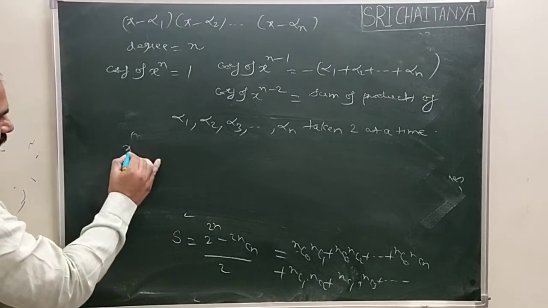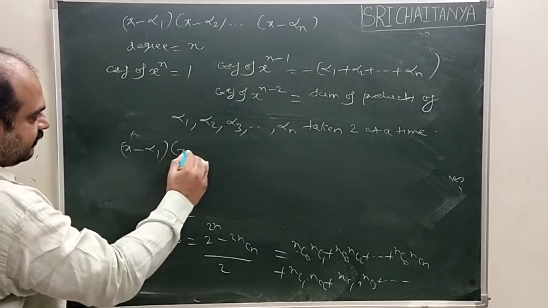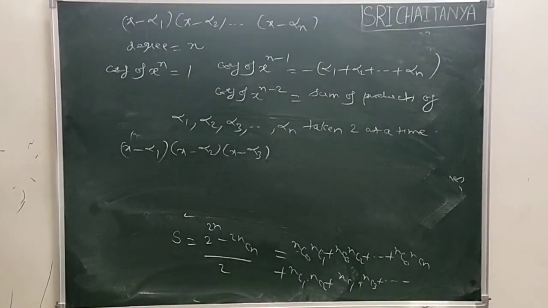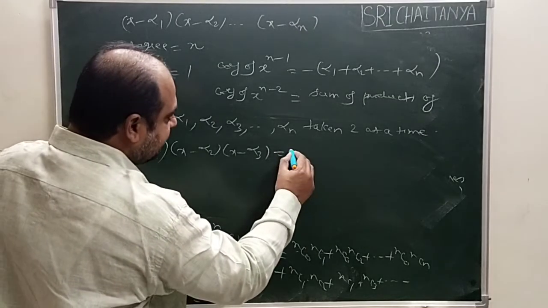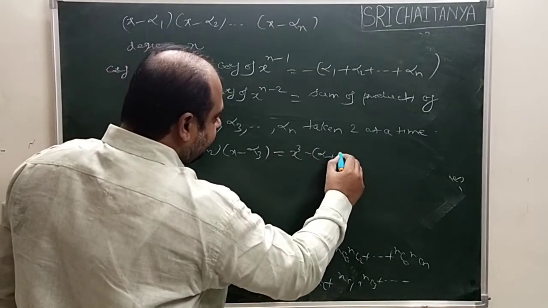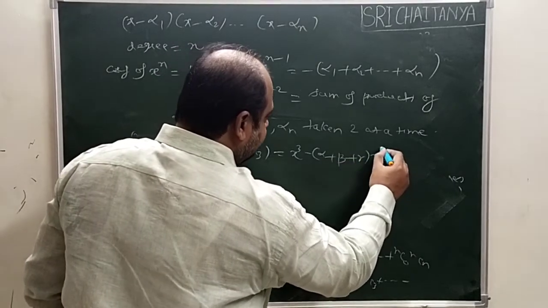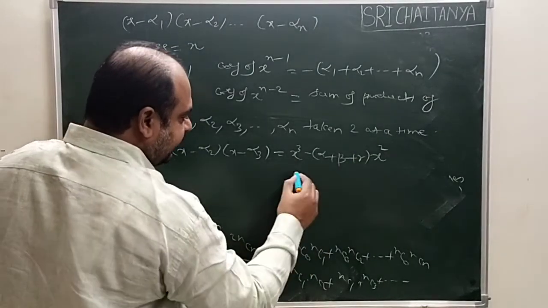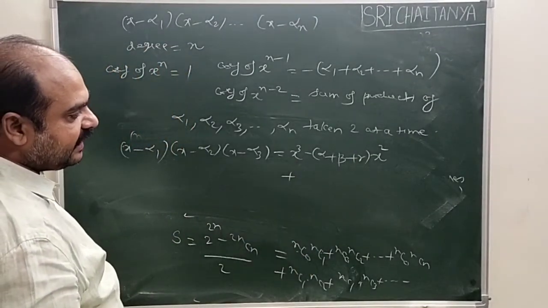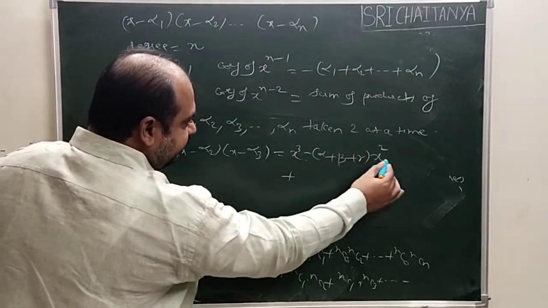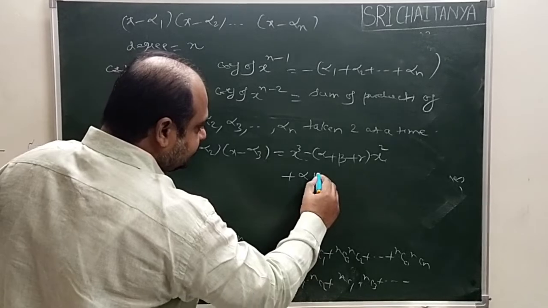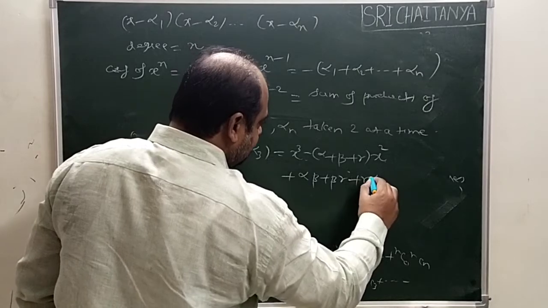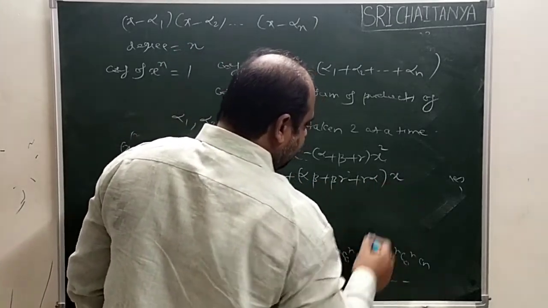That means take an example: x minus alpha 1 into x minus alpha 2 into x minus alpha 3. This is cubic degree. If you expand and multiply, what will you get? Minus alpha plus beta plus gamma into x square. So the x cube coefficient is 1, and the x square coefficient is minus of alpha plus beta plus gamma. Next, you will get alpha beta plus beta gamma plus gamma alpha into x.